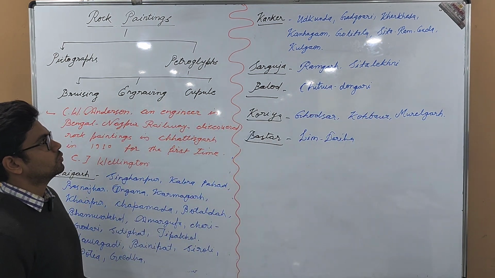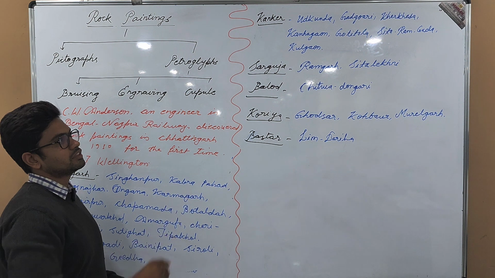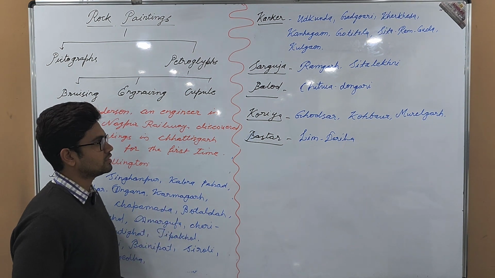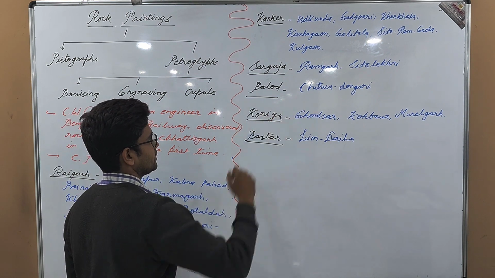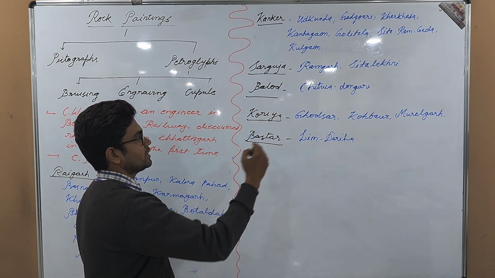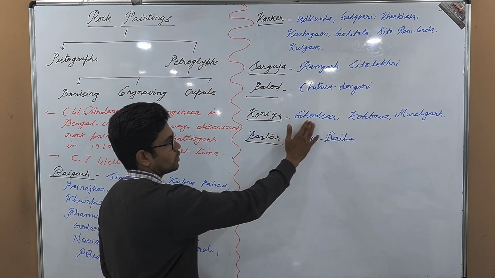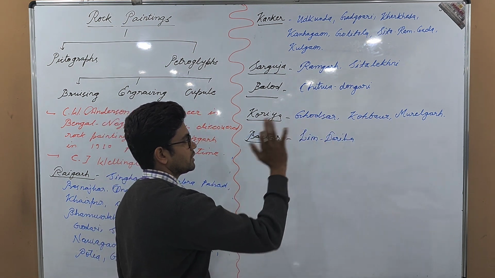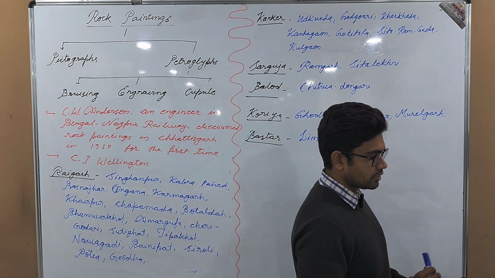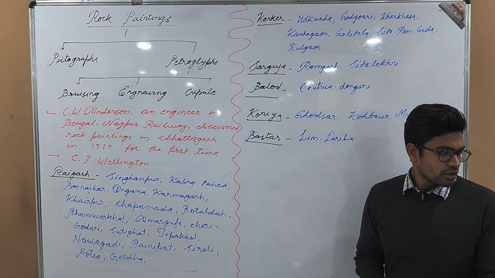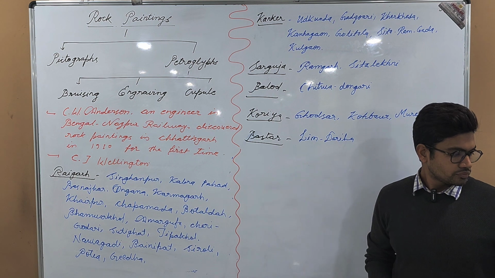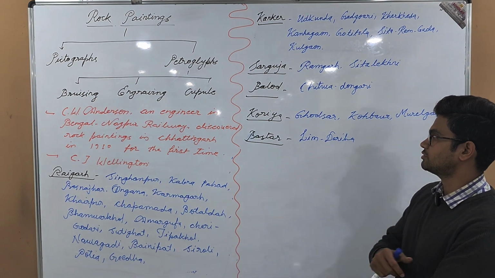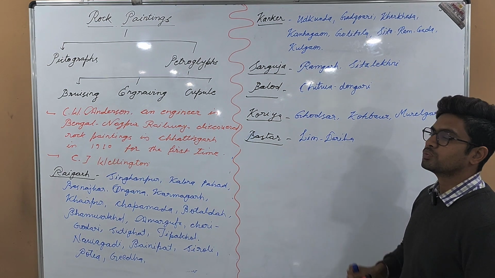So in Kanker we have seen the rock art sites. In Sarguja there are two prominent rock art sites, Ramgarh and Sita Lekhni. In Balod, Chitwa Dongri is there. In Korea, Godsar, Kohbor, Murelgarh. In Bastar, Limdariha. Apart from these places, we get to see rock art sites in different places of Chhattisgarh, but these are the prominent ones.